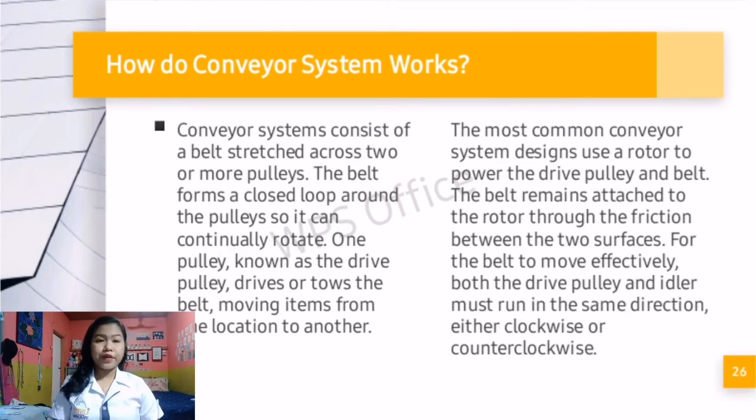How do conveyor systems work? Conveyor systems consist of a belt that is stretched across two or more pulleys. The belt forms a closed loop around the pulleys so it can continually rotate. One pulley, known as a drive pulley, drives or tows the belt, moving items from one location to another.